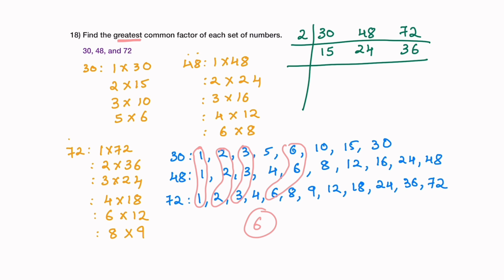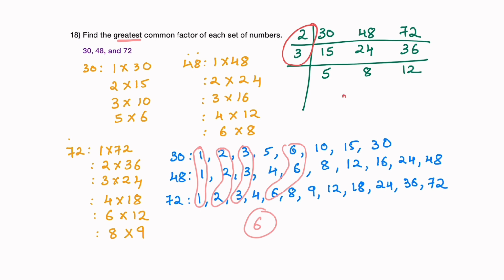Let me see whether they're divisible by 3 or not. 15, yes, because in the 3's times table we have 15. 24 also we have, and 36 as well. So we go with 3. 15 divided by 3 is 5, 24 divided by 3 is 8, and 36 divided by 3 is 12. No more common factors, so we have to stop here.